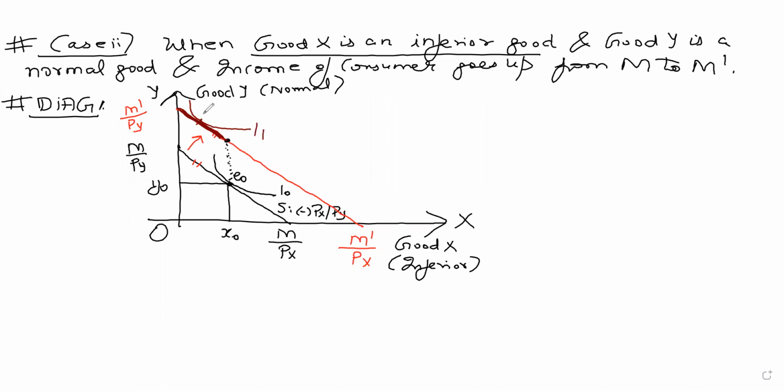This is my I1. This is E1. You can clearly see in the new equilibrium, my demand for the inferior good is falling. Good X is my inferior good. And you can clearly see that since good Y is a normal good, demand for good Y is rising from Y0 to Y1. On the brown shaded region, guys, you can draw an indifference curve anywhere on this line. Okay, so I hope students have understood that.